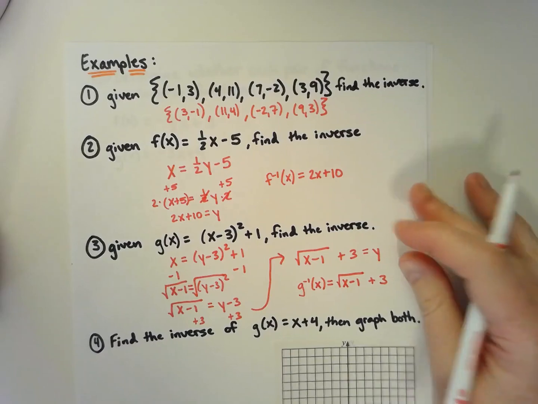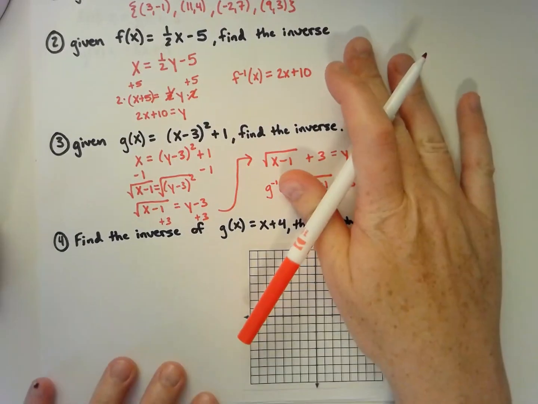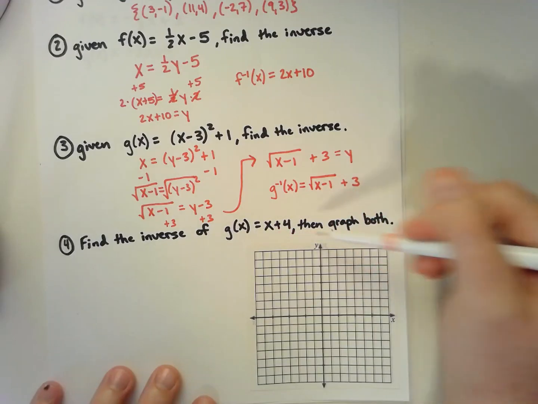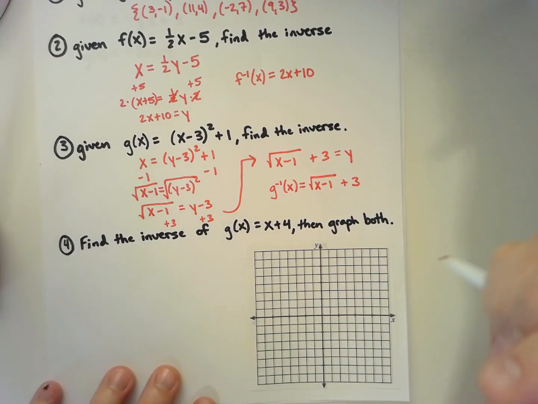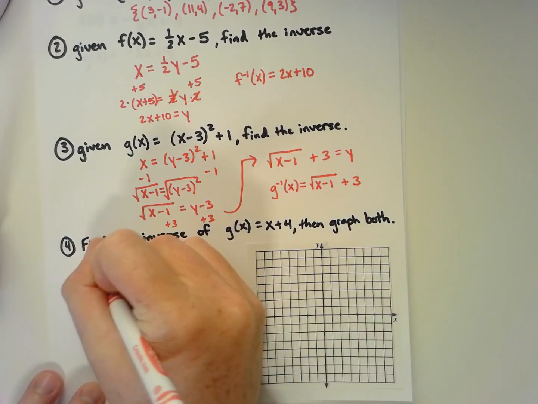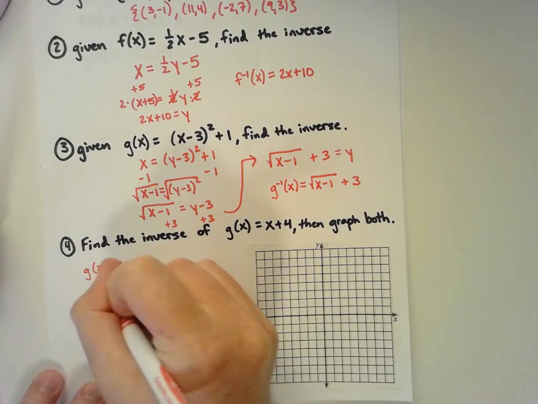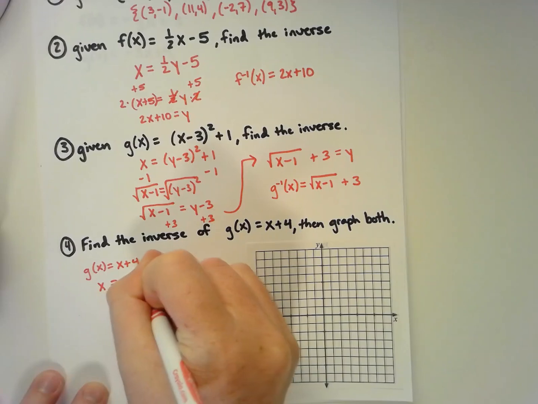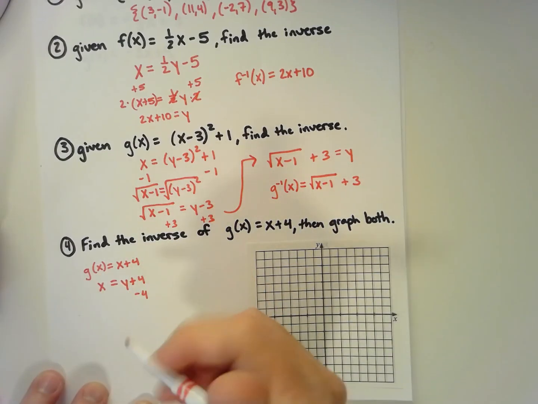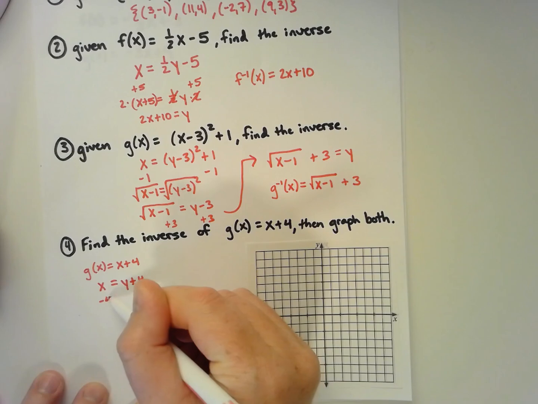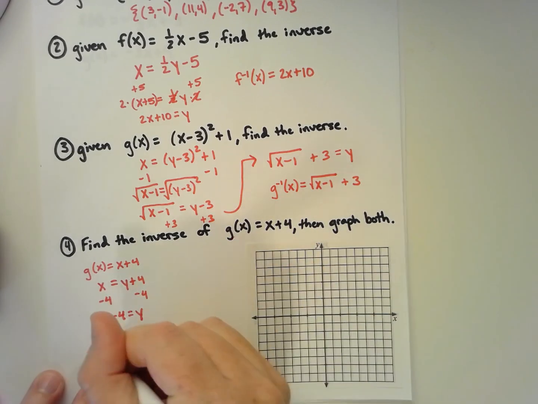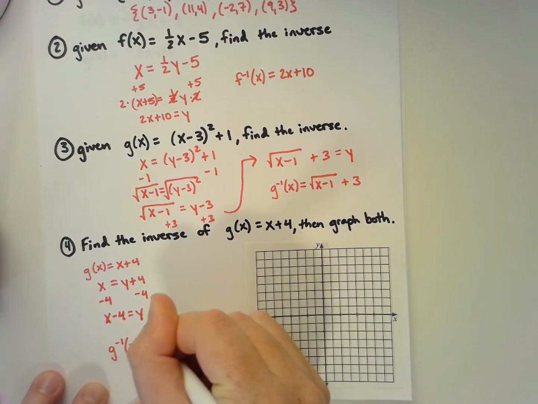And then that's it. So for number 4, I want to find the inverse of g of x equals x plus 4. And then I'm going to graph this original function and the inverse. So let's go ahead and find the inverse. So switch x and y. And then you just have to subtract the 4 to solve for y. And we are given g of x, so let's write the inverse of g of x is now x minus 4.